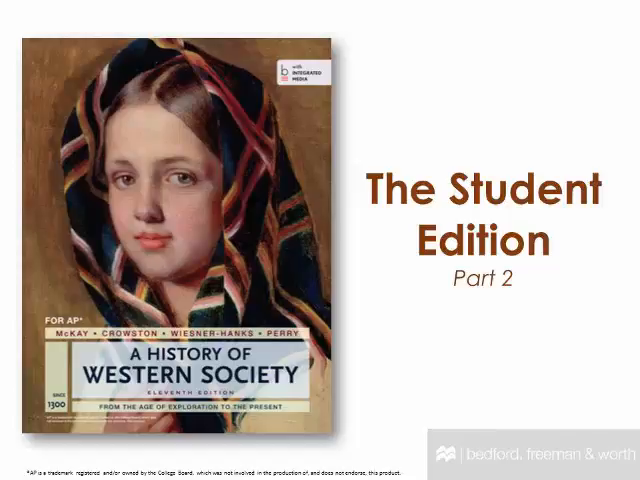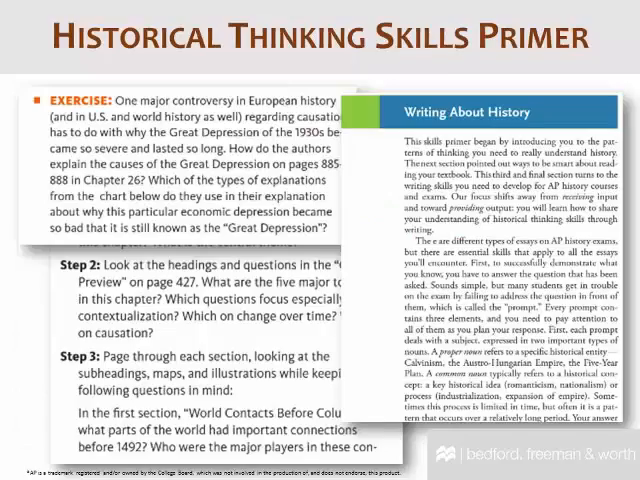The second video in the course will focus on the student edition. With all of that to cover in your classroom, it's tempting to jump right into the first chapter of A History of Western Society. However, before you do, we recommend viewing the Historical Thinking Skills Primer with your students. The primer is found after the table of contents, but before the first chapter.